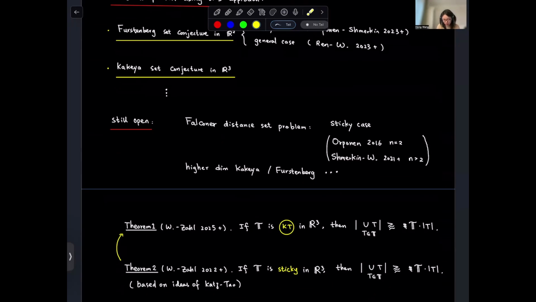So first of all, it's based on ideas of Katz and Tao, that Tao outlined in his blog post. We showed that if the set of tubes is sticky in R³, we will define what it means later, then if the volume of their union is greater than approximately the number of tubes times δ, then they are essentially disjoint. And then we use this sticky theorem as a base case to prove the theorem for any set of tubes satisfying the Katz-Tao-Wolff axioms.